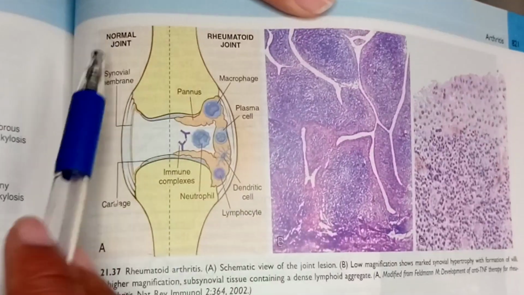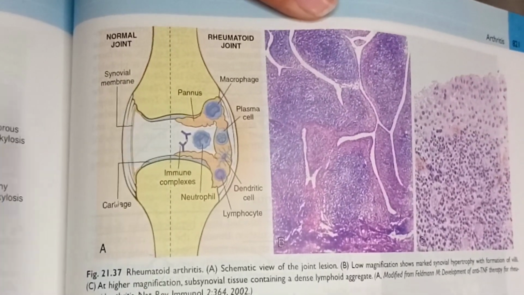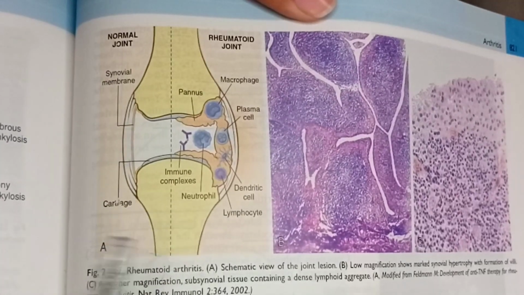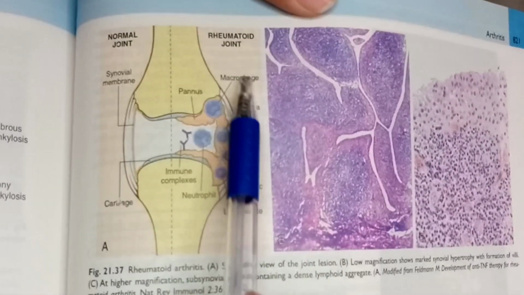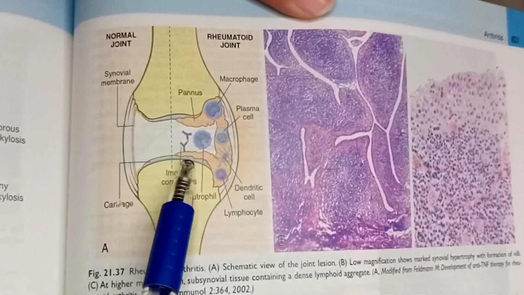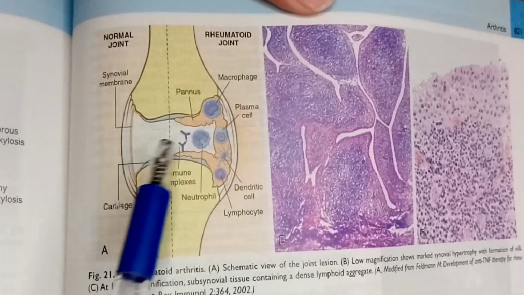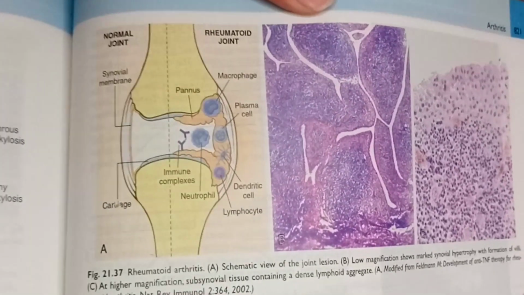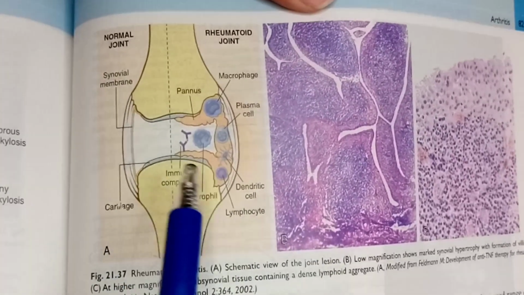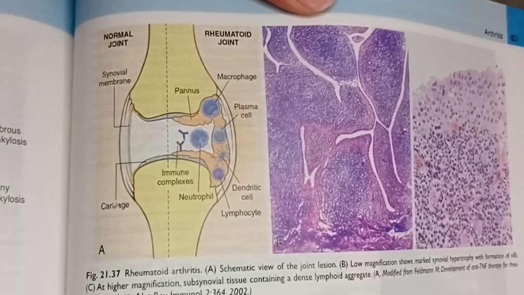Now let's compare the normal joint with a rheumatoid joint. So here you can see on the normal side, definitely everything is intact. Here you can see the intact synovial membrane and the cartilage, while in the rheumatoid joint, you can see a lot of inflammation is there. You can see the pannus, all right, and there are many inflammatory cells here. You can see the macrophages, the plasma cells, the lymphocytes, neutrophils, dendritic cells, and immune complexes present in the rheumatoid joint. Okay, so this was the difference.